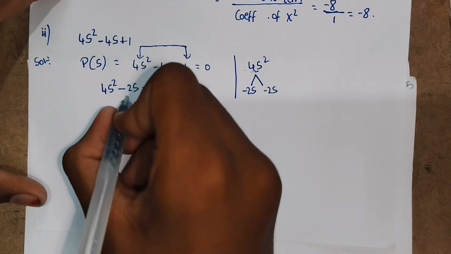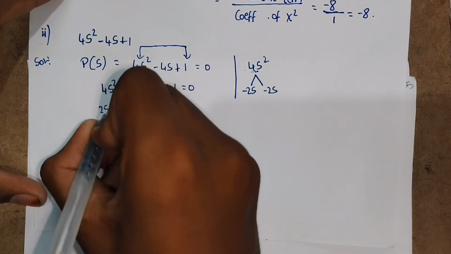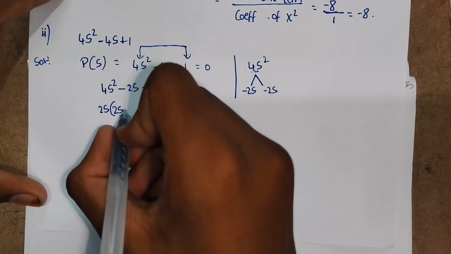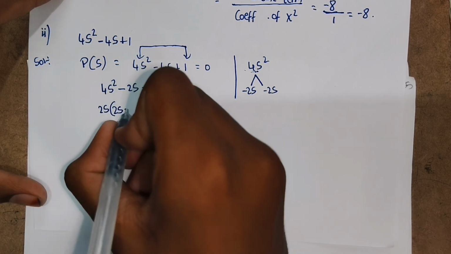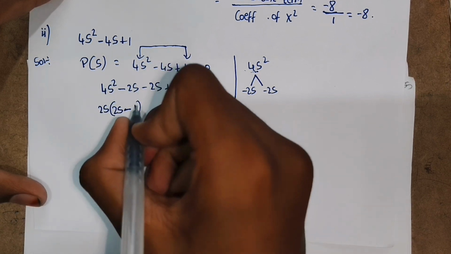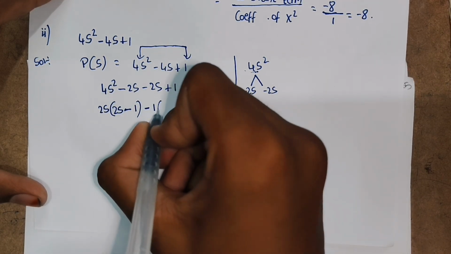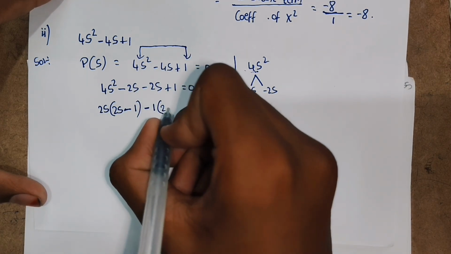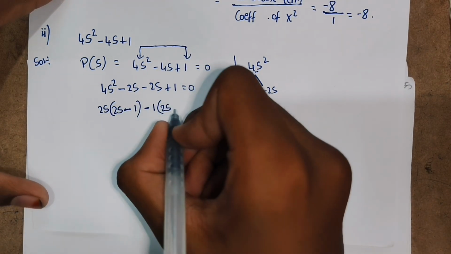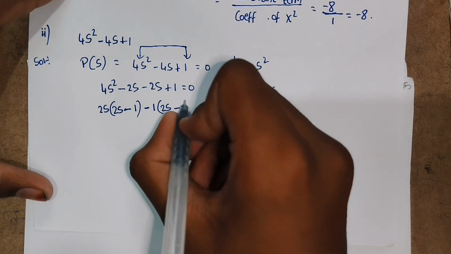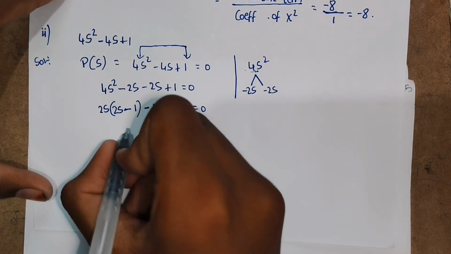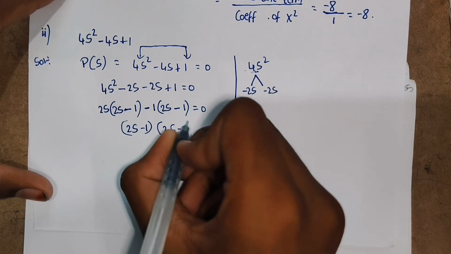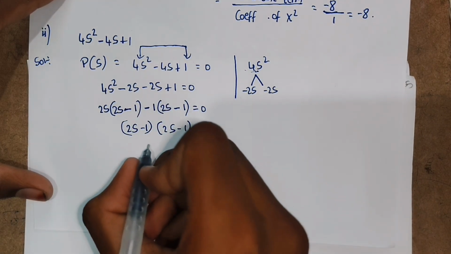In 4s square and minus 2s I am taking common 2s. 2 2s are 4. S into s, s square. 2s plus into minus, minus 2s 1s are 2s. After that, minus 1 into minus into plus minus 1 into 2s, 2s. Minus into minus plus, 1 1s are 1 equals to 0. 2s minus 1 into 2s minus 1 equals to 0.